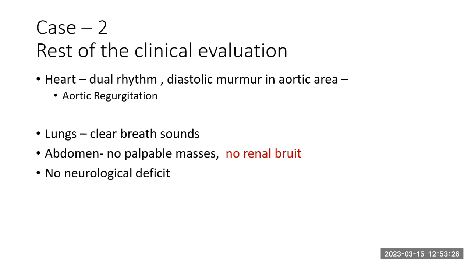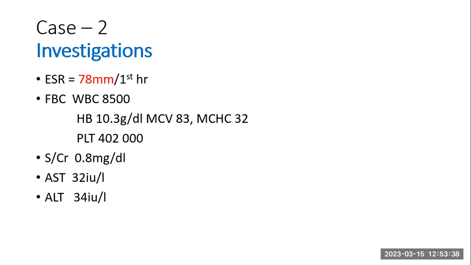We went ahead with the auscultation of renal arteries. There was no bruit. No neurological deficit was detected. Now you all know what the case is. We went ahead with basic investigations. ESR 78, it's high. And in the full blood count, she had normochromic normocytic anemia, 10.3 hemoglobin with normal MCV and MCHC, features suggestive of chronic disease induced anemia.